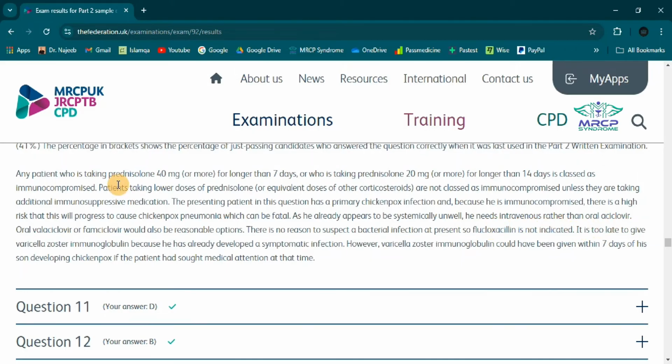It's too late to give varicella zoster immunoglobulin because he has already developed a symptomatic infection. However, varicella zoster immunoglobulin could have been given within 7 days of his son developing chickenpox if the patient had sought medical attention at that time.